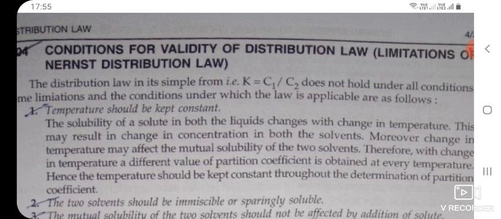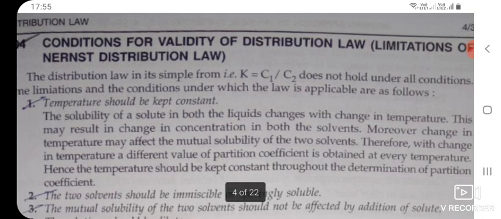Conditions for validity of distribution law, limitations of Nernst distribution law. The distribution law in its simple form, that is K is equals to C1 by C2, does not hold under all conditions. Some limitations and the conditions under which the law is applicable are as follows.